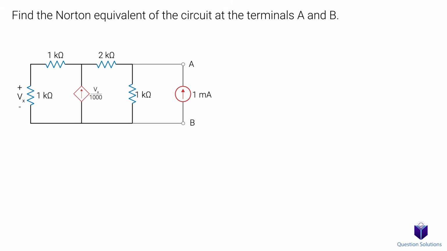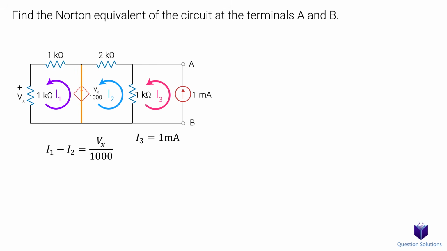Now we need to find the VOC between points A and B, which is really just the voltage in this 1K ohm resistor. Let's use mesh analysis to figure it out. We can easily see that I3 has to equal 1 milliamp since the branch current is constrained by the 1 milliampere current source. We can also write an equation for the current flowing in this conductor. Notice that while I1 goes in the same direction as our dependent current source, I2 is opposing it. So we can write I1 minus I2 is equal to Vx over 1000.